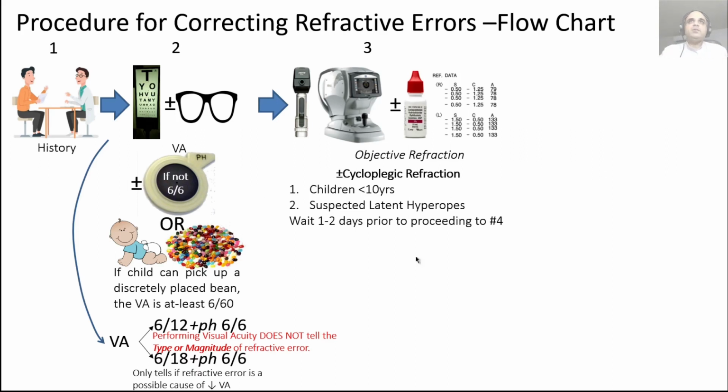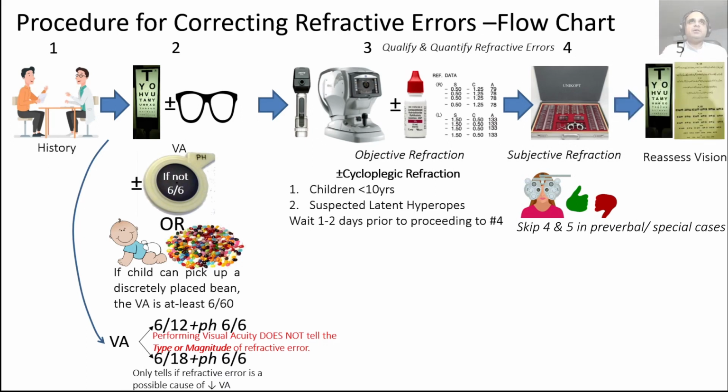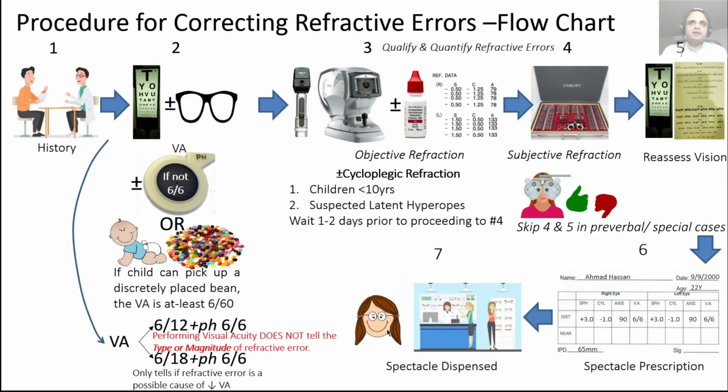So you have your objective refraction data, you do your subjective refraction using a trial box and using lenses from the trial box with the patient. Patient gives you thumbs up, thumbs down, keep on adjusting. And once you have done that, reassess vision. Obviously distant and or near if required, then give him a spectacle prescription card like this so that he can go to an optician's shop and get his or her spectacles dispensed.